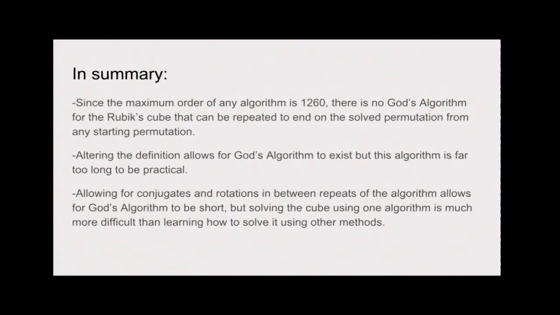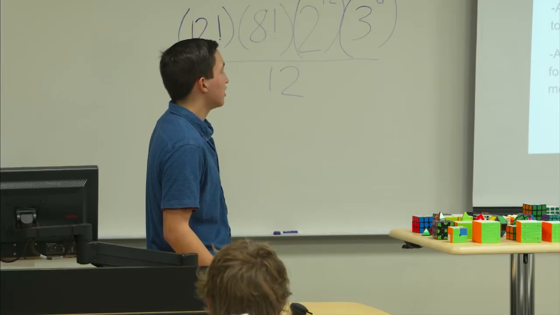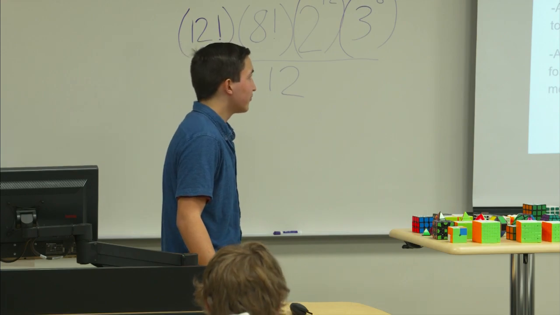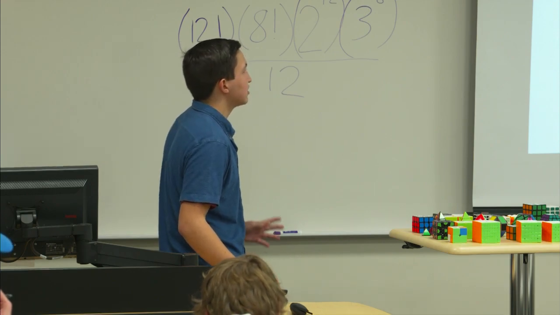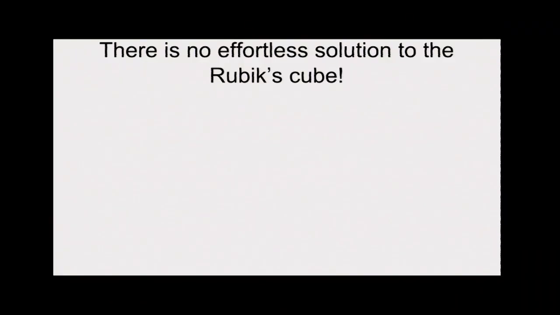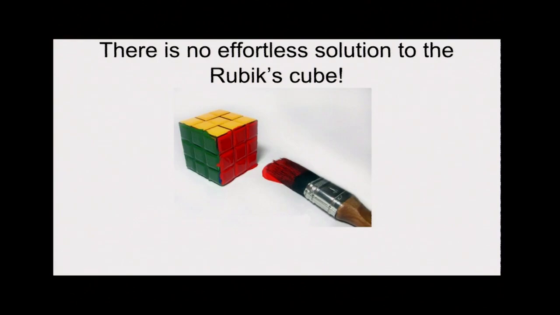And allowing for conjugates and rotations in between repeats of the algorithm allows for God's algorithm to be short, but solving the cube using one algorithm is much more difficult than learning how to solve it using other methods. I don't think there's a harder way to solve a Rubik's Cube than using one algorithm. So basically, there's no effortless solution to the Rubik's Cube, except for the old-fashioned way of just painting over it.